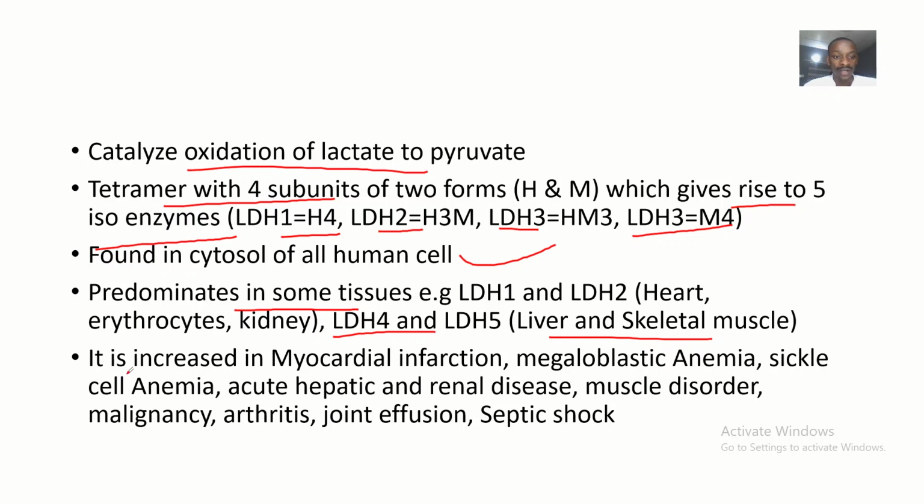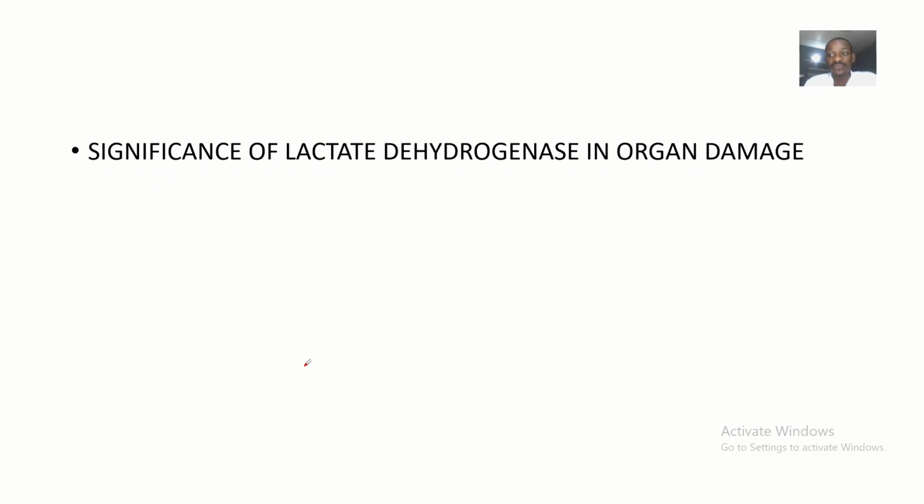Okay, so this enzyme is increased in myocardial infarction, megaloblastic anemia, sickle cell anemia, acute hepatic disease, renal disease, muscle disorder, malignancies, arthritis, joint effusion, and septic shock. You find it elevated in all these medical conditions. To be specific, you need to do other more specific tests, right? But at least this enzyme should give you a starting point for narrowing your diagnosis.